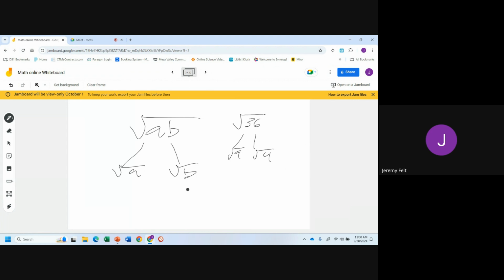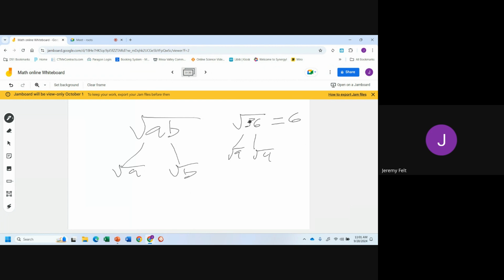Another property we need to apply, and this is on your reference sheet, is the properties of square roots. If I have a times b under the square root sign, I can break it apart into the square root of a times the square root of b. Now, if we're adding in there, this rule doesn't apply. It's for multiplication. So what we mean by that, let's take a look at the square root of 36. I know the square root of 36 is 6 because 36 is a perfect square.